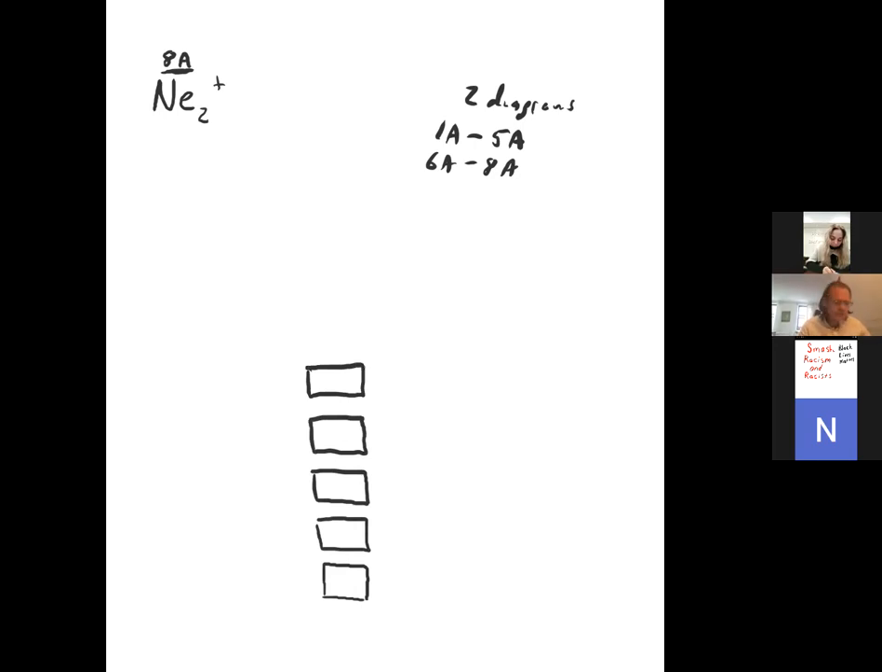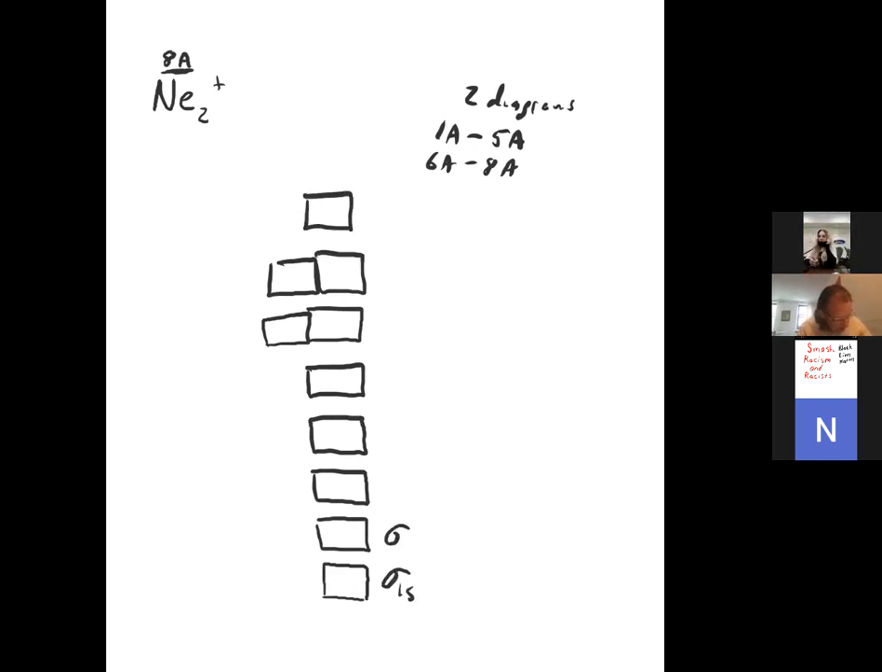So 1, 2, 3, 4, 5, and then you get 2. And then you get 1. Okay, so sigma 1s, sigma star 1s, sigma 2s, sigma star 2s, sigma 2p, pi 2p, pi star 2p, sigma star 2p. Okay, wow. All right, good.